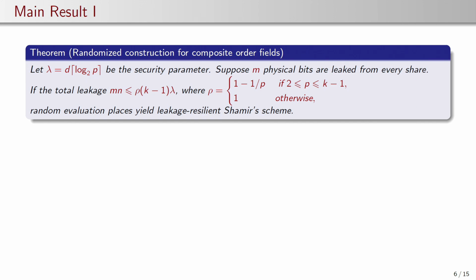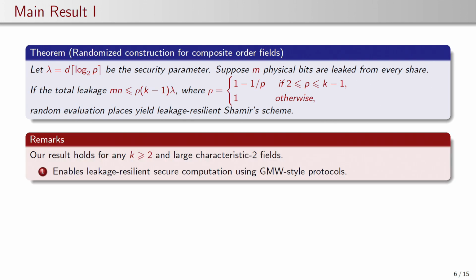So here is our first result. We show that random evaluation places secure the Shamir scheme. In more detail, we show that if the total leakage, that is m times n, is less than rho times (k minus 1) times lambda, then the scheme is secure. Note that (k minus 1) times lambda is roughly the entropy of the shares. So our result says that if the total leakage is a scaling factor of the total entropy, then it is secure.